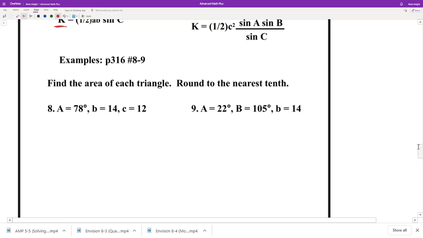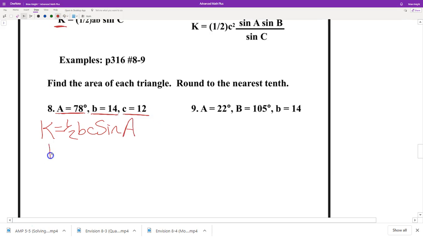All right, so they give you 2 problems. You have to figure out which formula to use. So for 8, they give me angle A, side B, and side C. So which one are we going to use? That first one or that second one? The first one, the side angle side. And again, it's just knowing the formula. It's 1/2 the 2 sides times each other times the sine of, what, angle A.